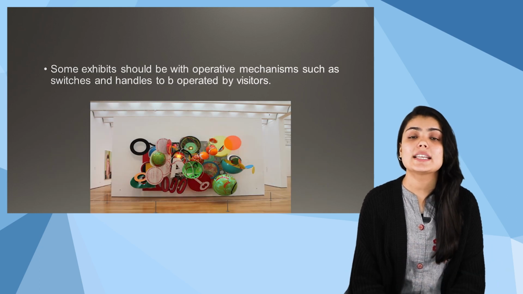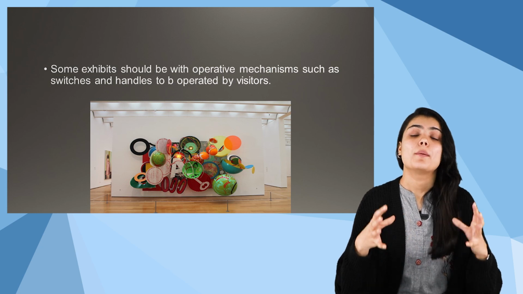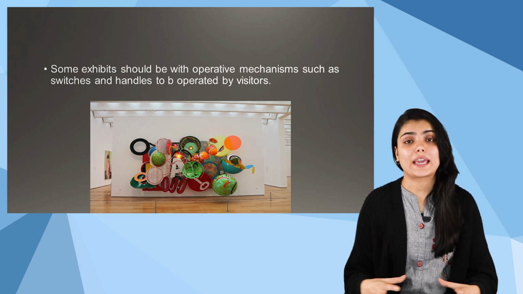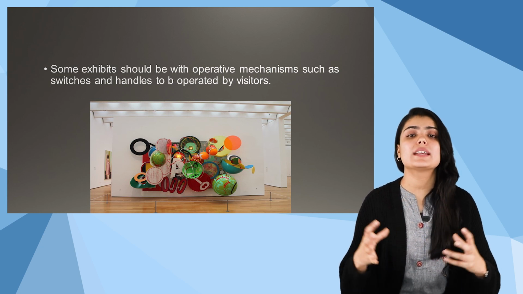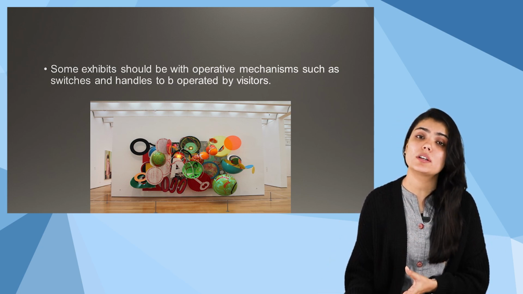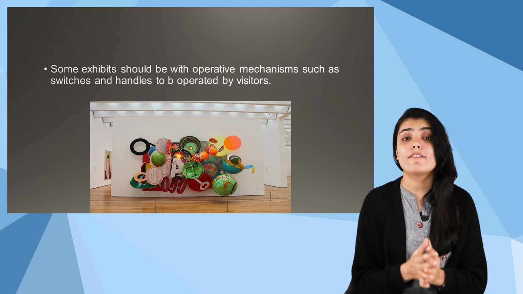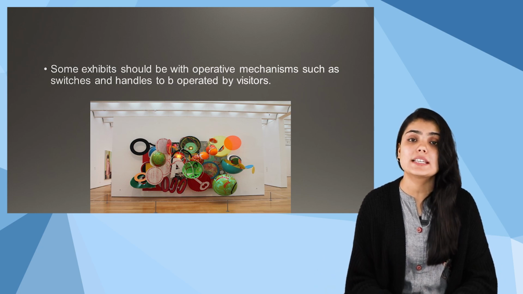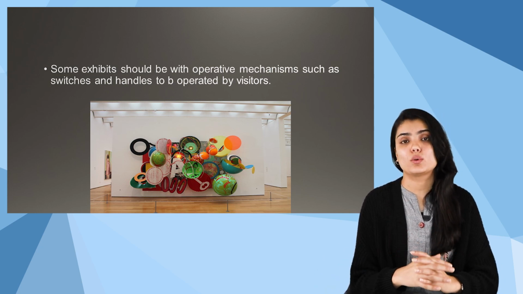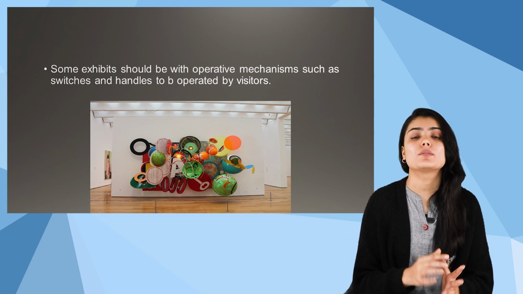The next characteristic says that some of the exhibits in the exhibition must have operative mechanisms so that the viewers can operate them. Alright, so some of the exhibits, as I said, can be a walking model. It can also be a still model. Some of the exhibits should have operational mechanisms so that the visitors who come and visit can actually operate those models. There can be switches or handles that can be used by the visitor.